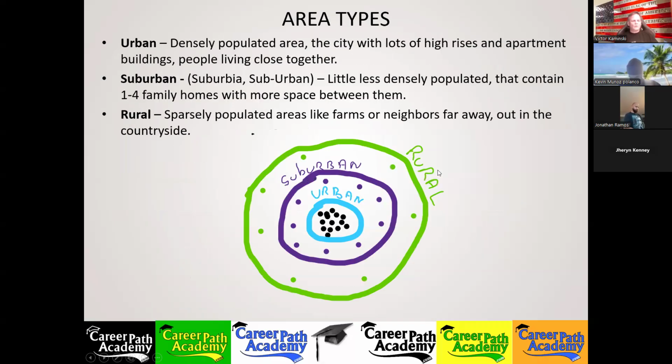All right. So since I mentioned the word rural, you guys know the difference between urban, suburban, or rural? Well, I drew a little picture here.